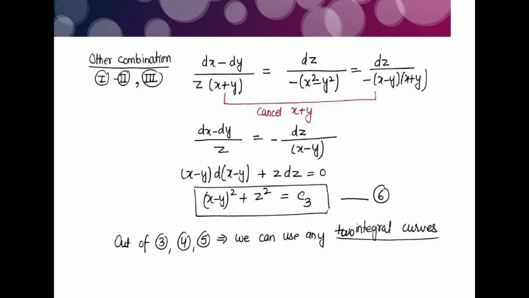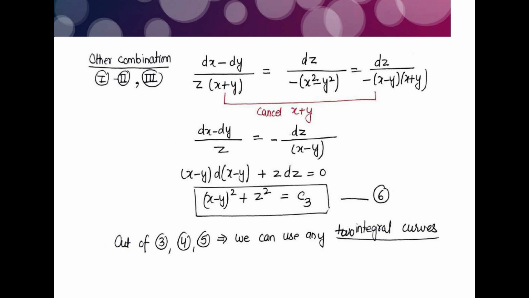Here I am discussing one more combination. While finding the second combination on the previous slide, we took the sum of first and second ratio. Now we can take the difference also, dx minus dy, and again compare this with dz. If we simplify these terms, see the first equation here, I have marked, you can cancel x plus y now. And finally we have terms like dx minus dy divided by z.